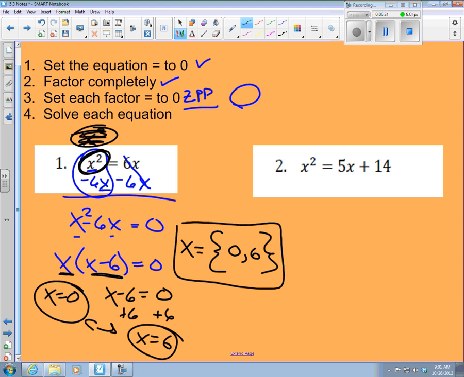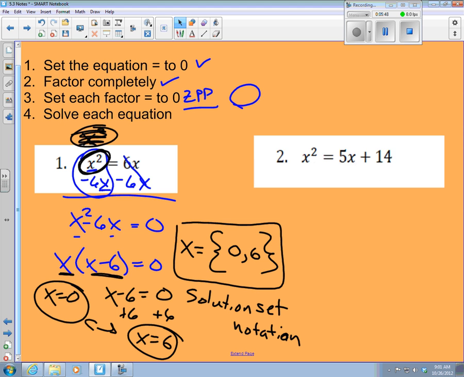This is called solution set notation. You don't have to write it like that, but you can. You'll see it in books and on tests a lot like that. So there's our first one. Let's do this one right here.